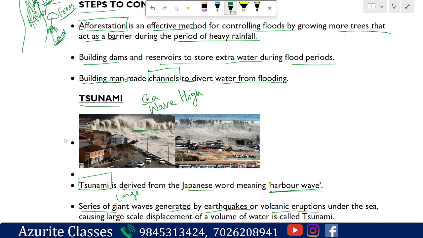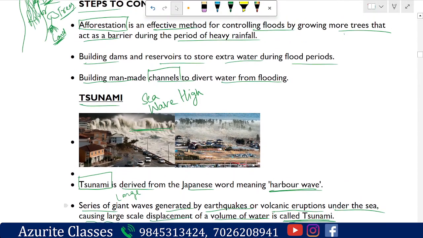Inside the sea, what will happen if there is movement of the plates, tectonic plates, very huge movement, or a very huge volcano erupts? It will bring the water up and create what, tsunami, right? So under the sea, that causes the large scale displacement of water, so that will be causing the tsunami. Understood? Yes.